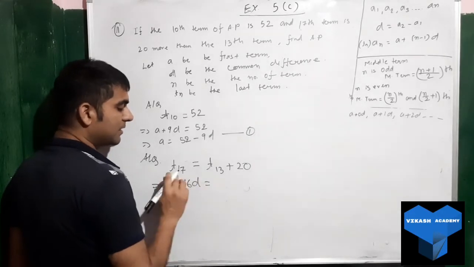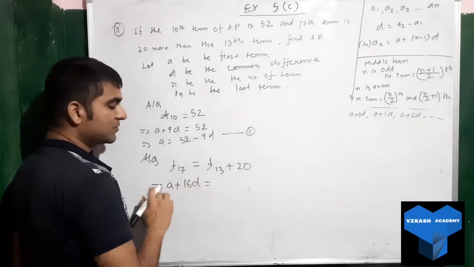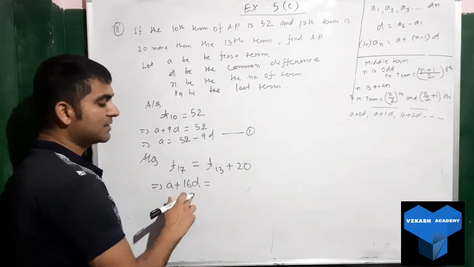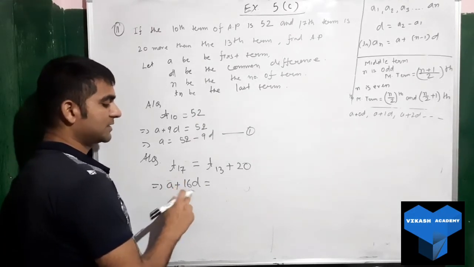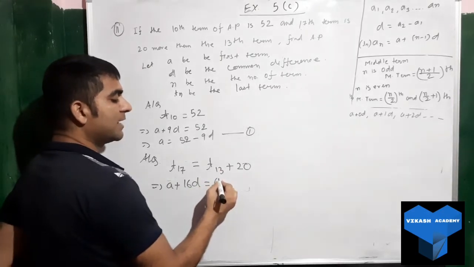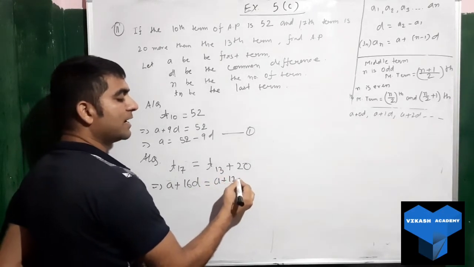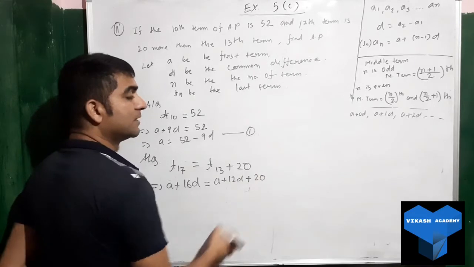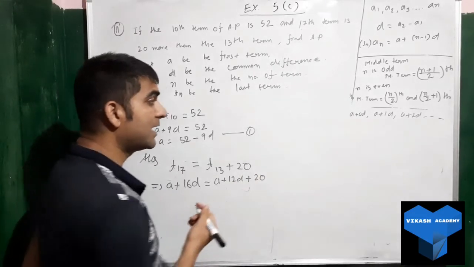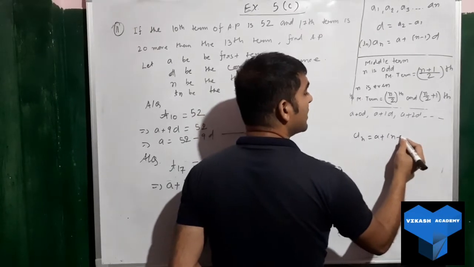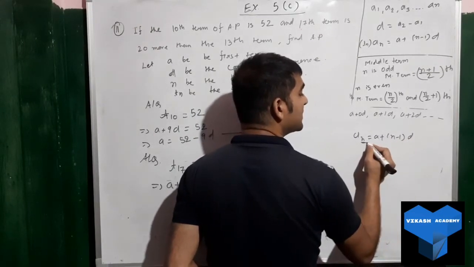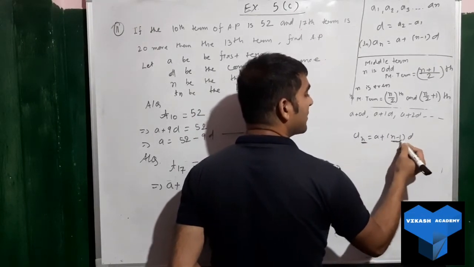16D. Yes, 17 minus 1, 16D. So this is the formula, A plus (n minus 1)D. For n equal to 17, it is 17 minus 1, so 16D. T13, what will we write? A plus 13 minus 1, which is 12D, plus 20. So whenever you have to write An, we know A plus (n minus 1)D, you subtract 1 from the number and write it here.